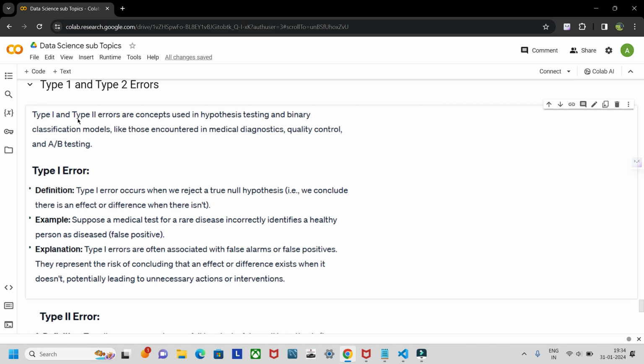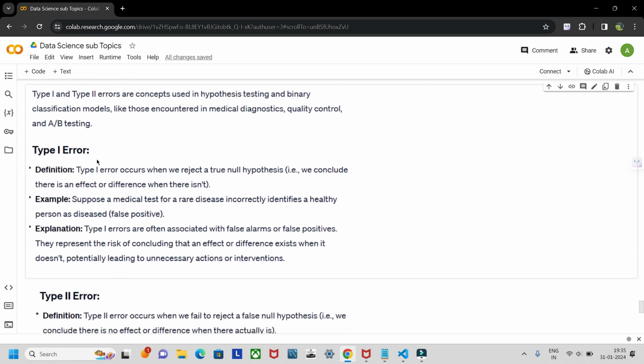Type 1 and type 2 errors are concepts used in hypothesis testing, which we will study in the next lecture, and in binary classification models. Binary classification models are like 0, 1, true, false, yes or no, like those encountered in medical diagnostics, quality control and A/B testing. These are the real life examples.